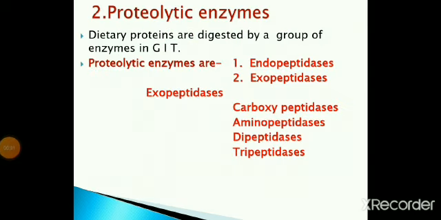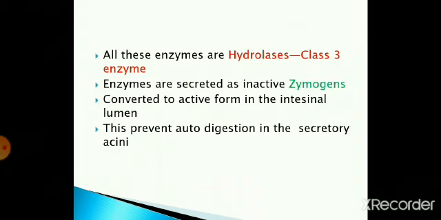Second question is proteolytic enzymes. So the dietary proteins are digested by a group of enzymes known as proteolytic enzymes. These proteolytic enzymes are of two types, endopeptidase and exopeptidase. And all these proteolytic enzymes belong to hydrolases, that is class 3 of enzymes. They are secreted as inactive zymogens, and they are later converted to their active form in the intestinal lumen. And this is to prevent autodigestion.